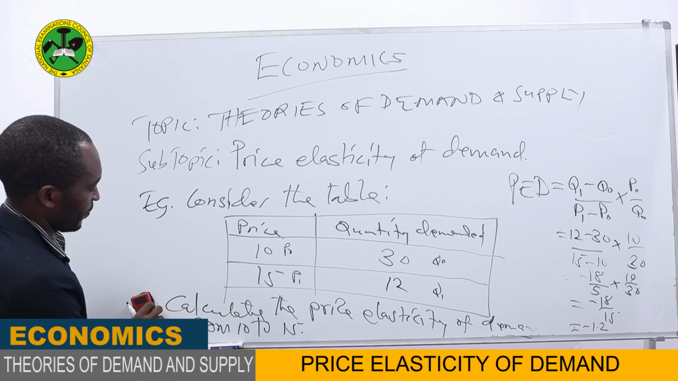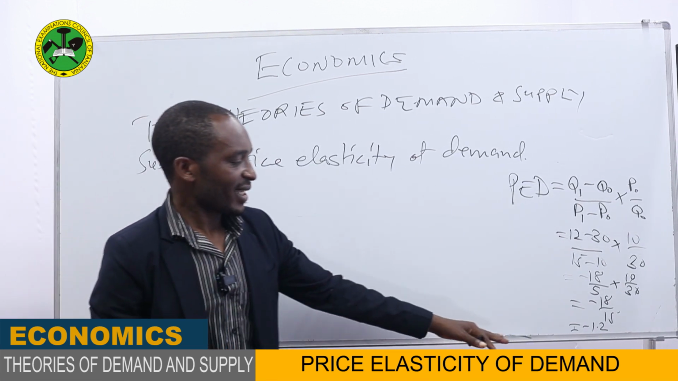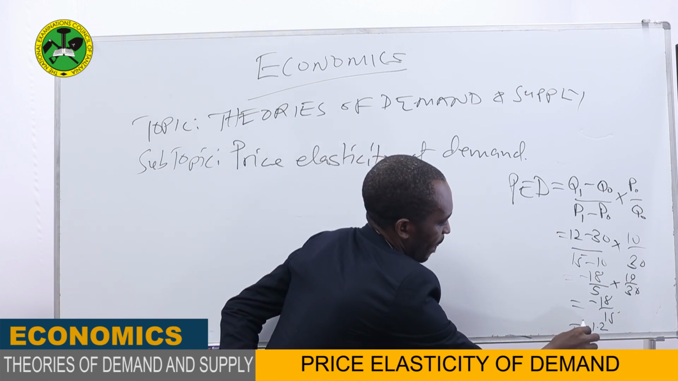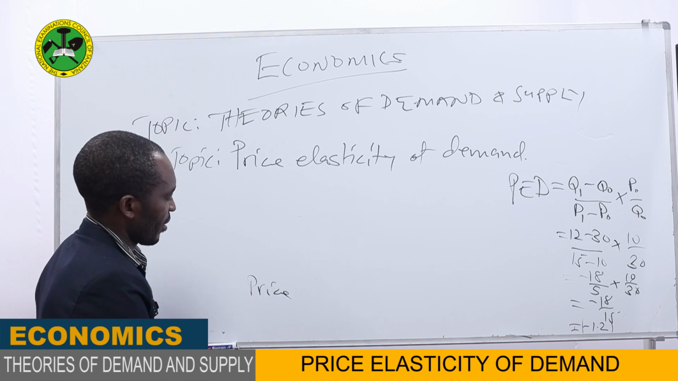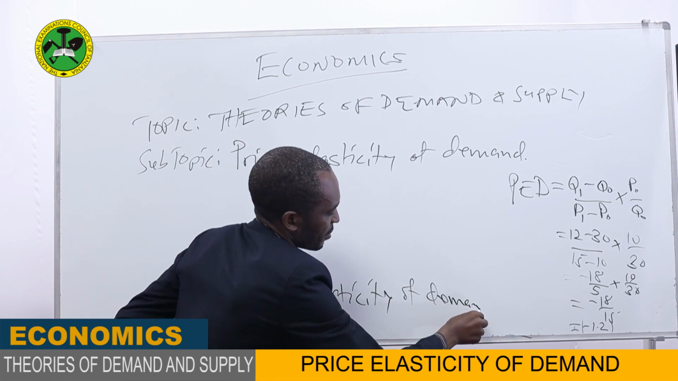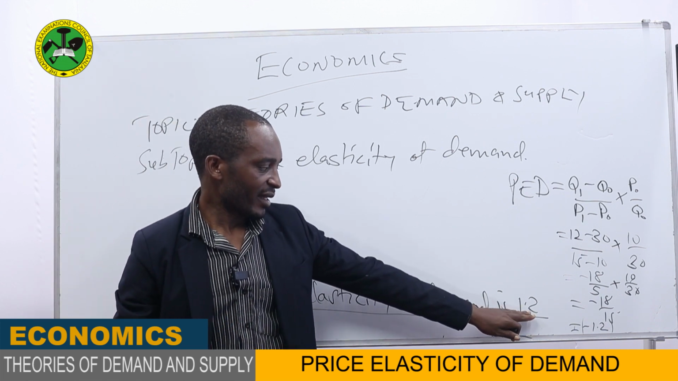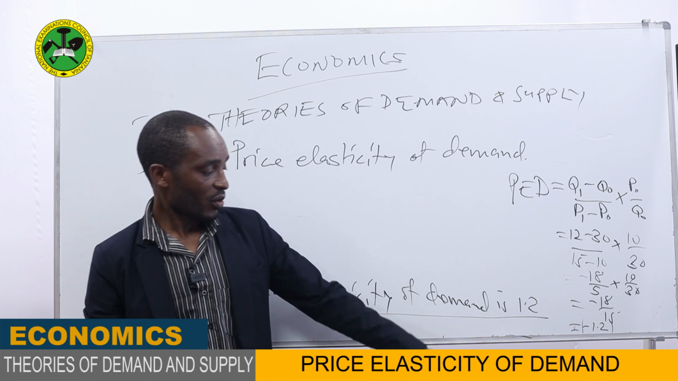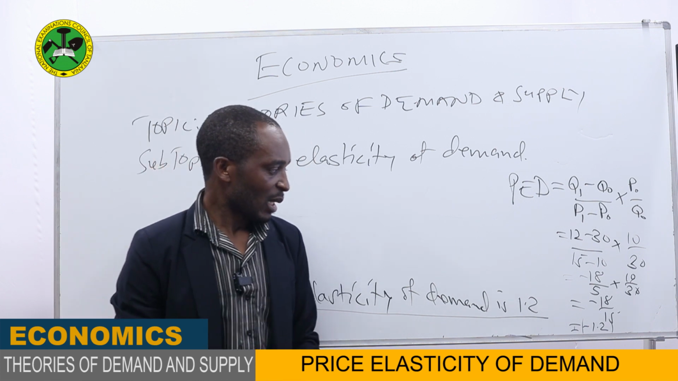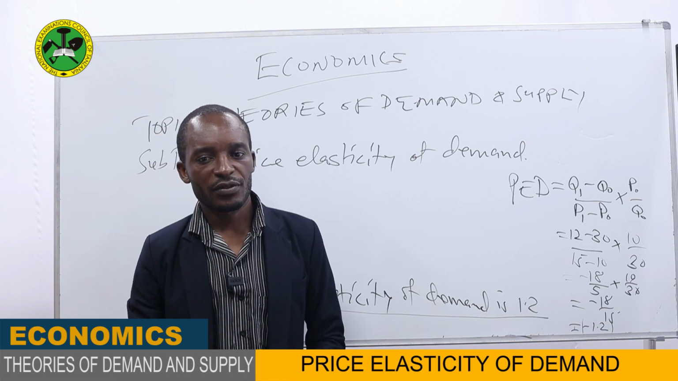So therefore, the price elasticity of demand is negative 1.2. You can put the absolute value to eliminate this negative sign. So price elasticity of demand is 1.2. And this result we know is elastic, since when you get a price elasticity greater than 1, we say the price elasticity is elastic.